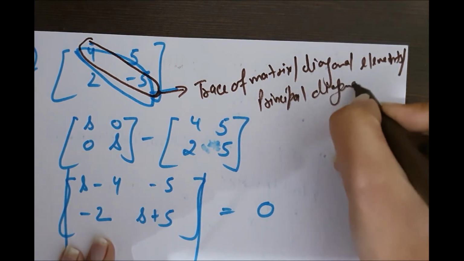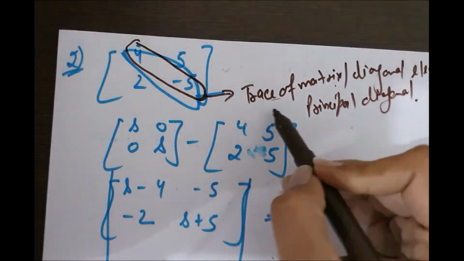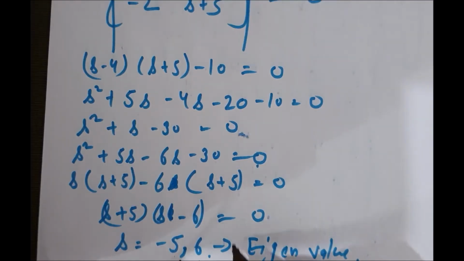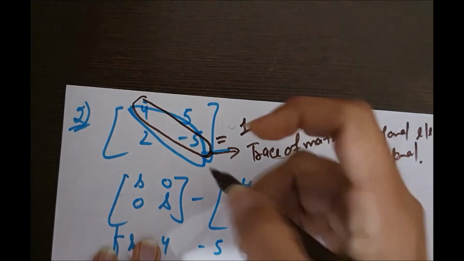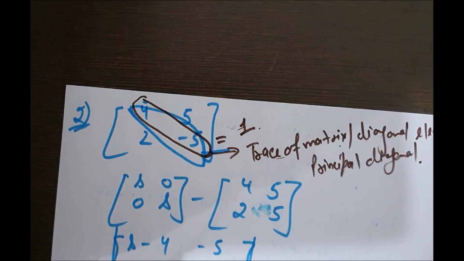So the property says the sum of eigenvalues comes out to be the trace of the matrix. So the sum of eigenvalues comes out to be 1. The trace of the matrix sum is also equal to 1. So this verifies our first property.